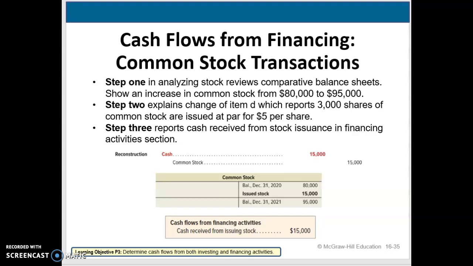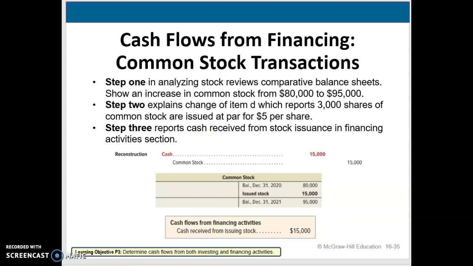So the first step in analyzing the common stock is to review the comparative balance sheet that we saw before, where it revealed an increase in common stock from $80,000 to $95,000. The second step explains this change using the T account. So item D, the additional information provided earlier, reports that 3,000 shares of common stock are issued at par for $5 per share. So our reconstructed entry for analysis of item D would be shown here. We would be debiting cash and issuing common stock by crediting common stock, both for that $15,000.